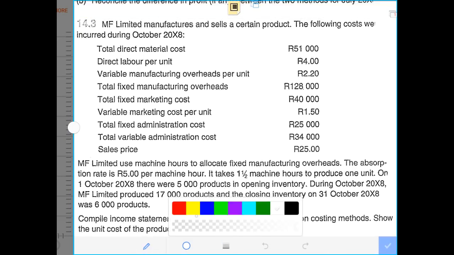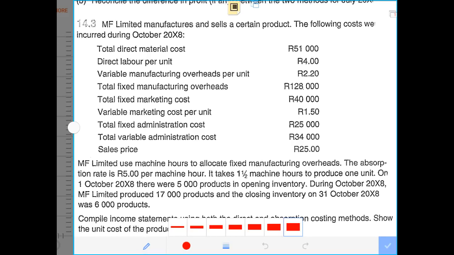It says MF Limited manufactures and sells a certain product. They don't tell us what the product is, but they say it's a certain product. The following costs were incurred during the month of October. The costs below are for the month of October in the year 2008.